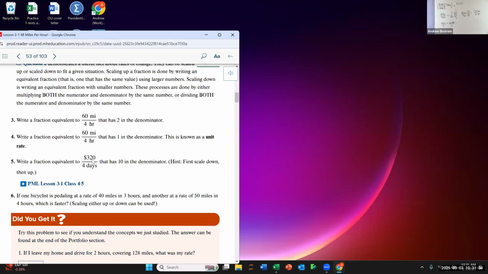And here it says write a fraction equivalent to $320 in 4 days that has a 10 in the denominator. How do we go from 4 to 10? We multiply 4 by what value? 2.5. So multiply the numerator by 2.5.